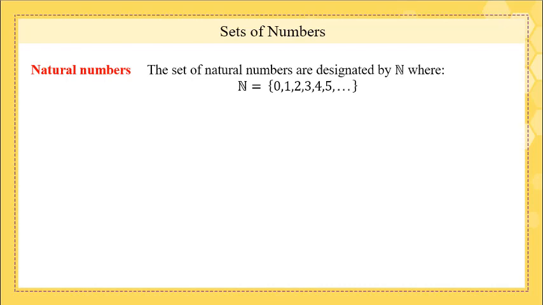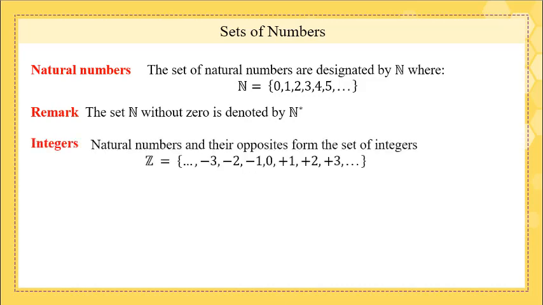Sets of numbers. Natural numbers. The set of natural numbers is designated by N, where N equals 0, 1, 2, 3, 4 and so on till plus infinity. Remark: the set N without 0 is denoted by N star.